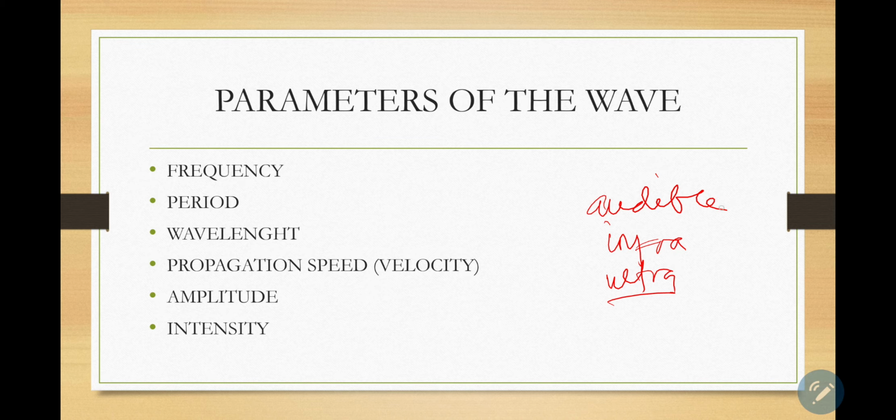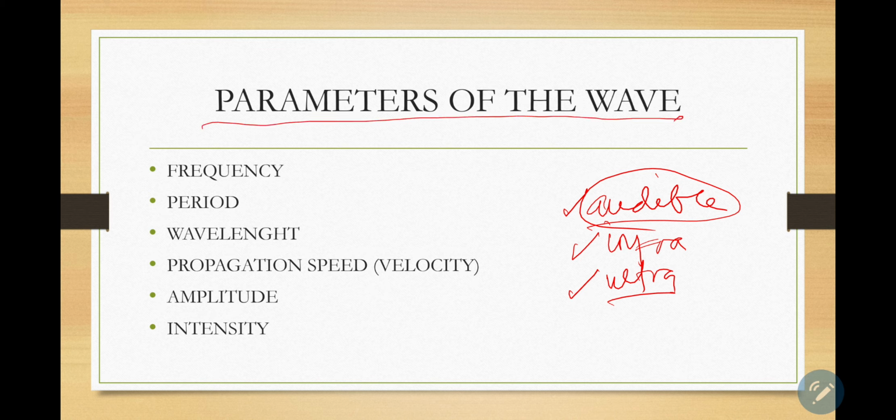So among all of this, what is used by us every day is the audible sound. Okay, but whatever type of sound wave we are referring to, they always have the same parameters. The parameters do not change for audible, infra, and ultra. As a matter of fact, the parameters of the wave dictate the type of sound wave that is present. Okay, so let's take a look at the different parameters of the wave. So you have here the frequency, you have period, you have wavelength, you have the speed or velocity, you have the amplitude, and you have intensity.